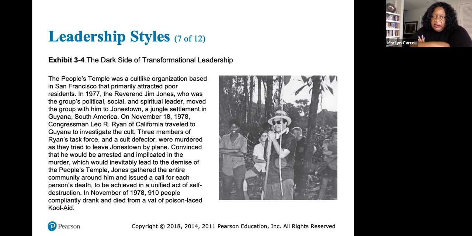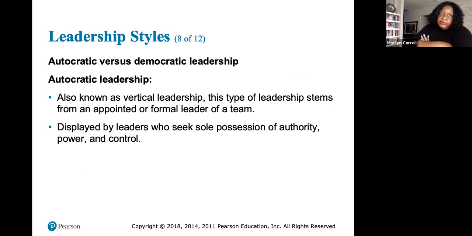And we can see now, you may be thinking of some other people who have the dark side leadership traits. They may be transformational leaders. I call some of them disruptive leaders. Some are good, some are bad, but there are problems associated with every leadership style. There's always balance that's needed. And so autocratic versus democratic leadership. Autocratic leadership, also known as vertical leadership, is the type of leadership that stems from an appointed or formal leader of a team, displayed by leaders who seek sole possession of authority, power, and control.